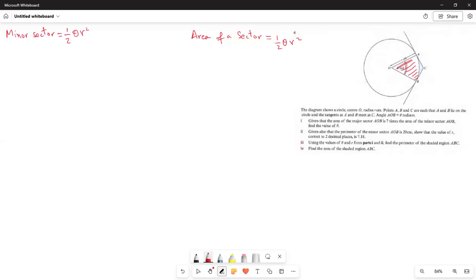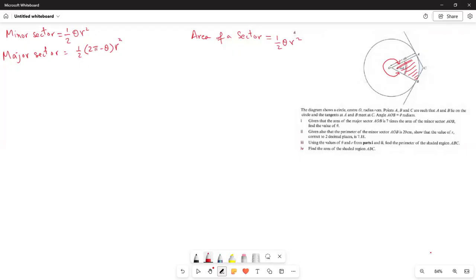What about the major sector? Area of the major sector. So here the angle is 2 pi minus theta. Is it correct? Because now I'm talking about this angle, right? So the total angle is 2 pi. From 2 pi we subtract theta. So it will be half into 2 pi minus theta, times r squared, right?